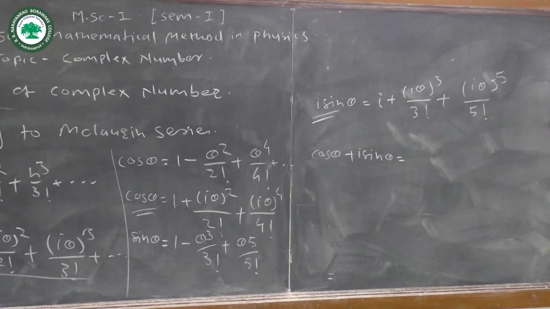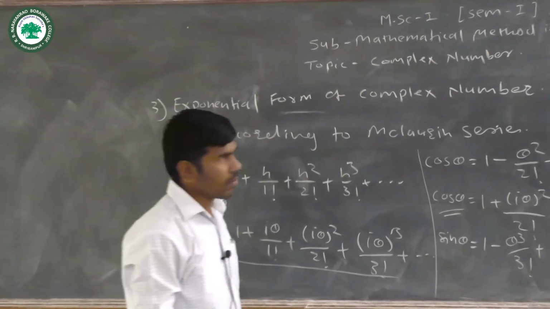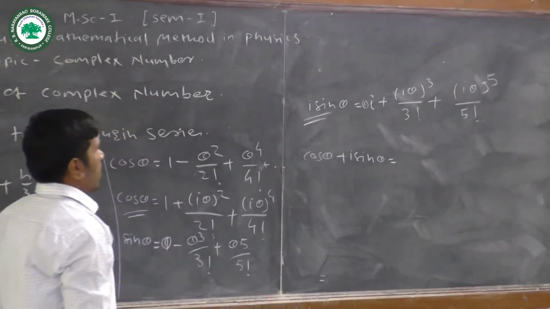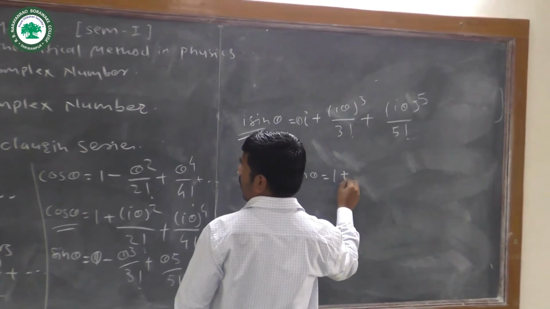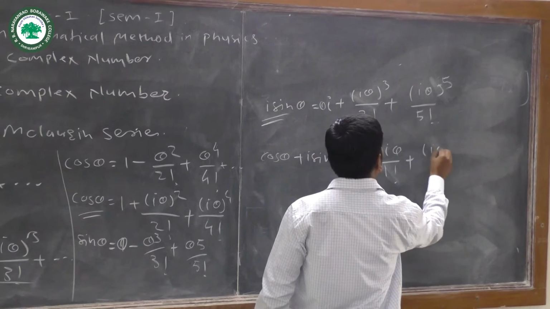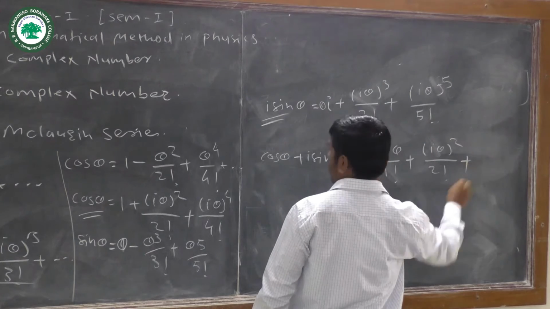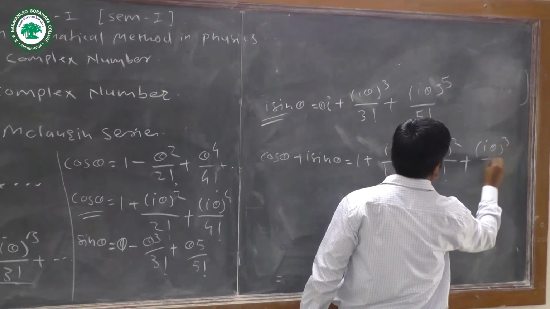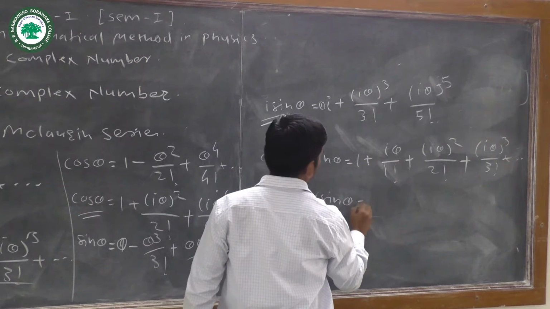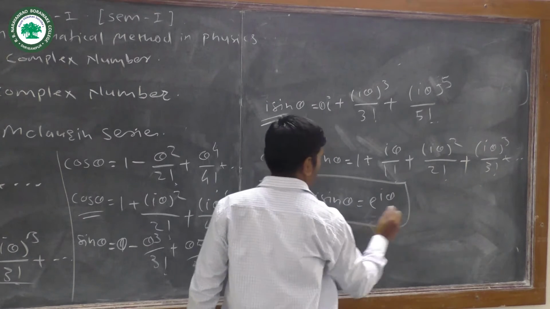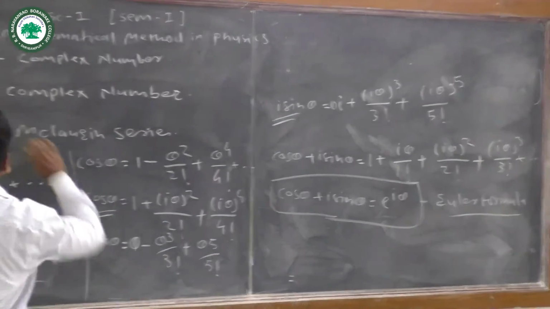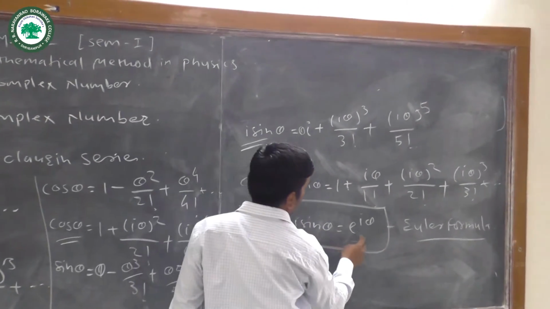So what we get is 1 plus i theta divided by 1 factorial plus (i theta) whole square divided by 2 factorial plus (i theta) cube by 3 factorial and so on. So we can say cos theta plus i sin theta is equal to e raised to i theta. This is the Euler formula. Now for the exponential form of the complex number, using this formula, cos theta plus i sin theta is equal to e raised to i theta.